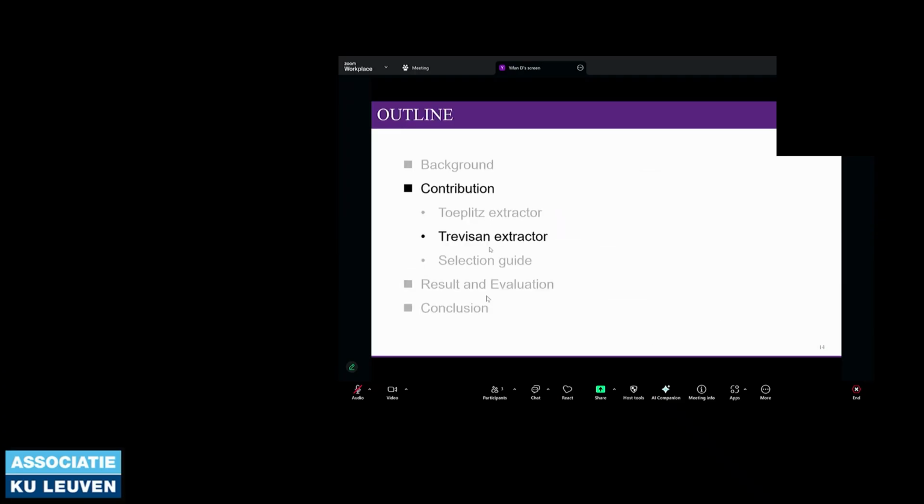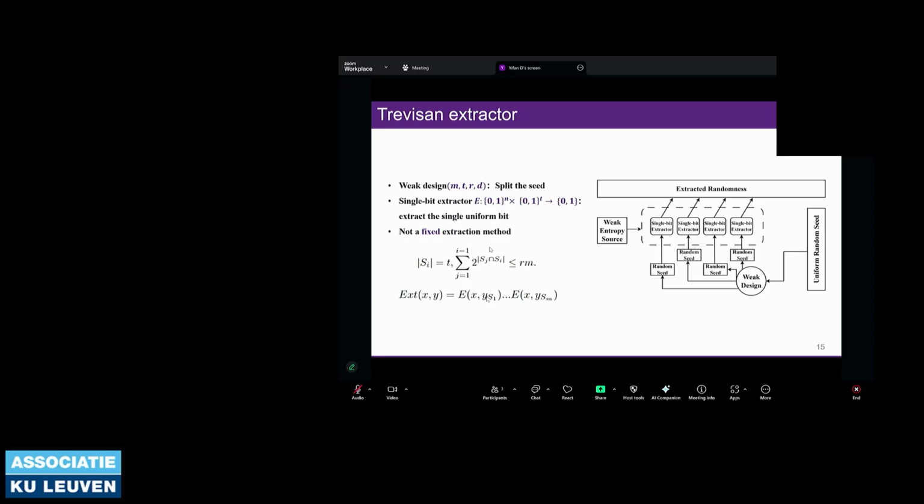Our second contribution is the first ever hardware implementation of a Trevisan extractor. A Trevisan extractor comprises single-bit extractors and a weak design. The weak design divides the total random seed into several sites with a little overlap and inserts each site into every single-bit extractor. The total seed length is D. Each seed site is denoted as Si.